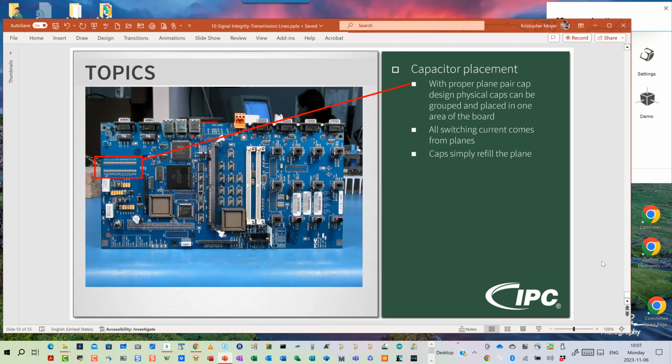I have a question. I have a hard time believing that you can always get away with capacitors in a bank in one area of your board to refill the plane capacitance. I'm sure it works for digital signals, but what about your power numbers and usage, let's say you're using an SoC, a GPU, CPU, which takes in like 60 watts, 70 watts of power.